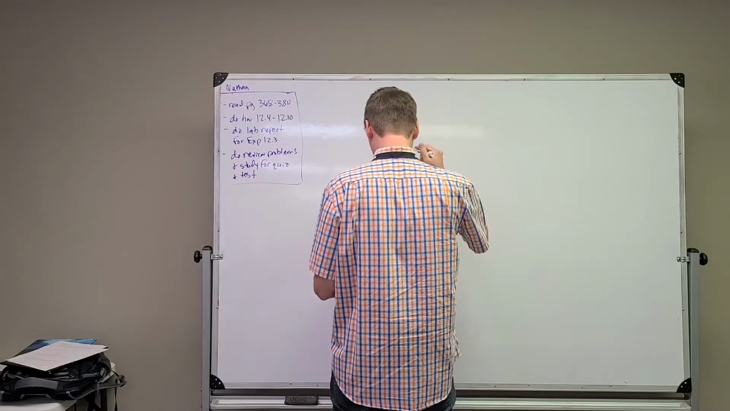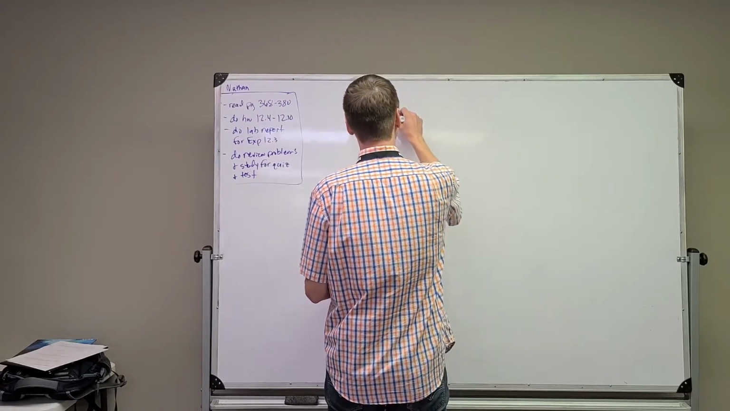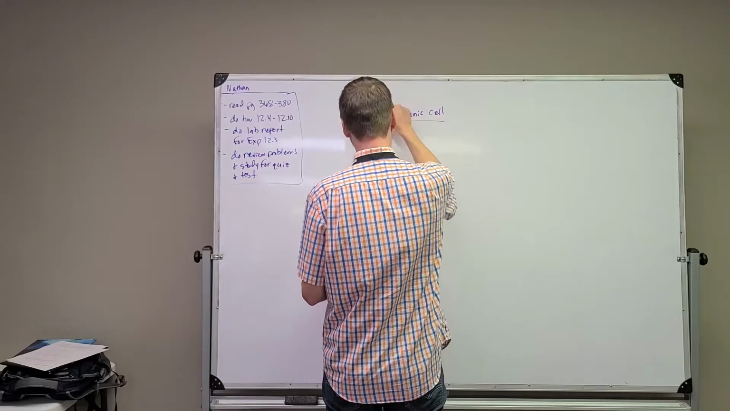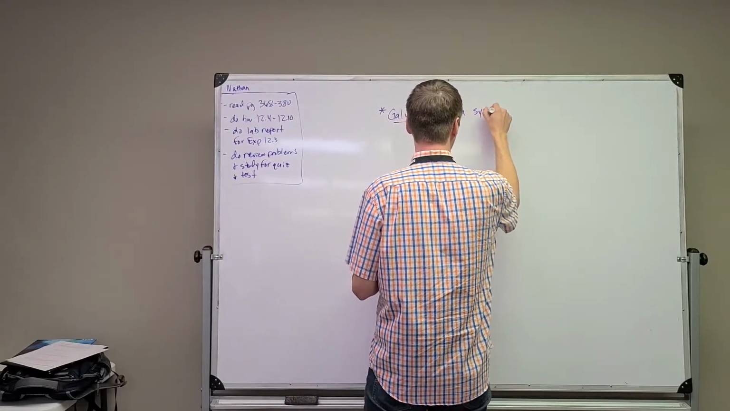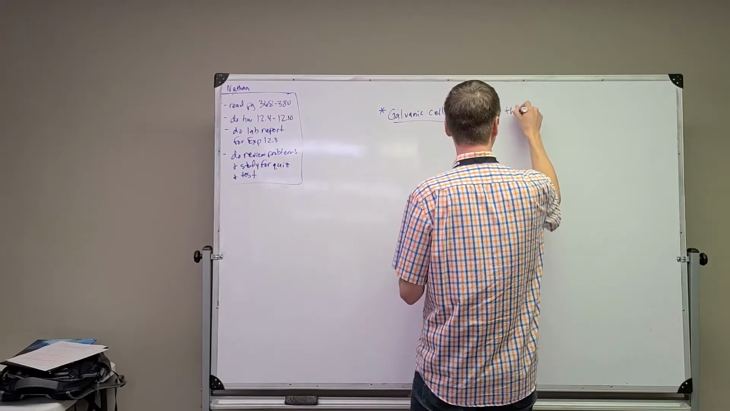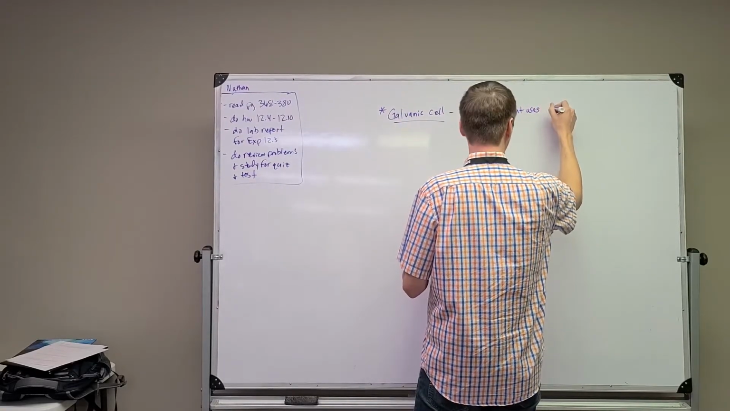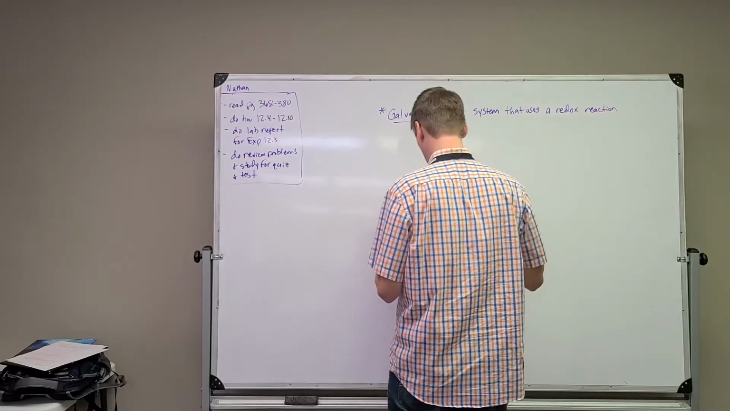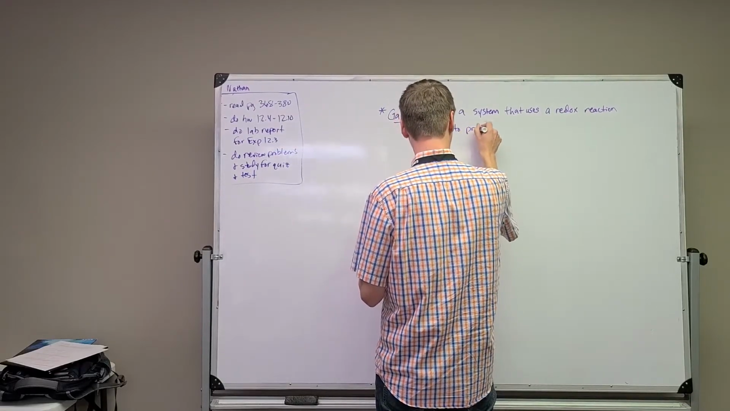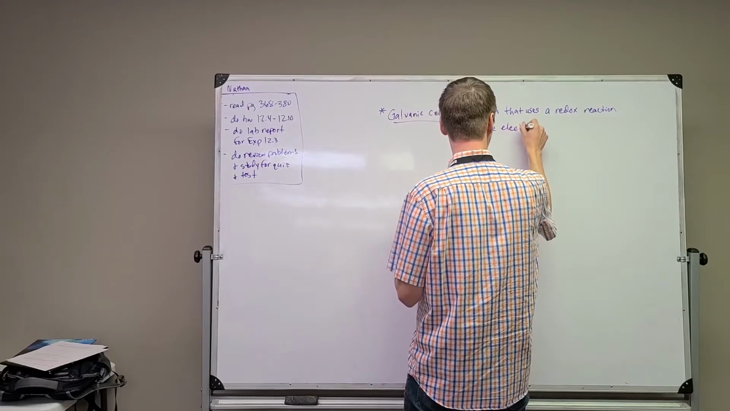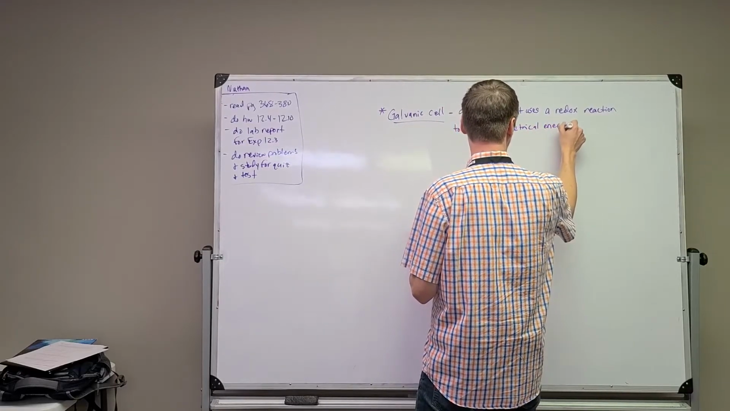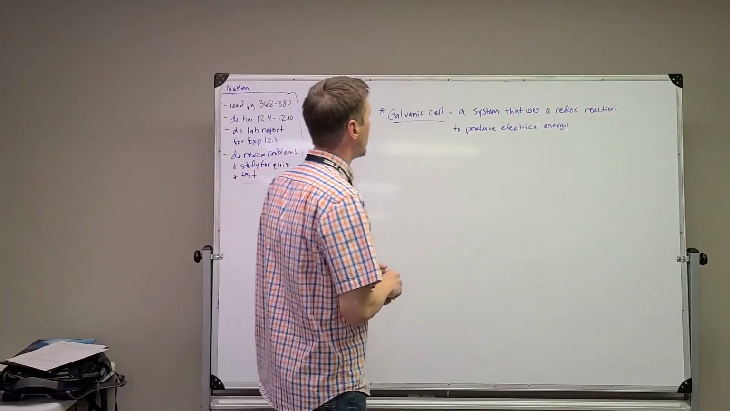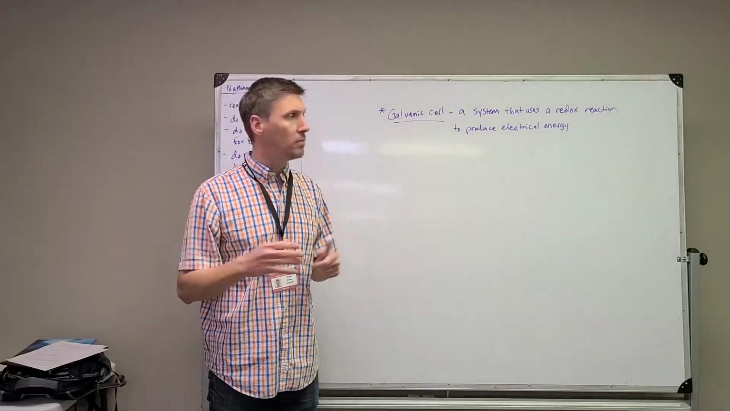And so we have something that we call a galvanic cell. A galvanic cell is a system that uses a redox reaction to produce electrical energy, because electricity is the flow of electrons, and that's exactly what we have in redox reactions. We have the movement of electrons there.